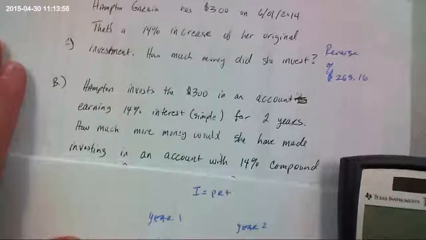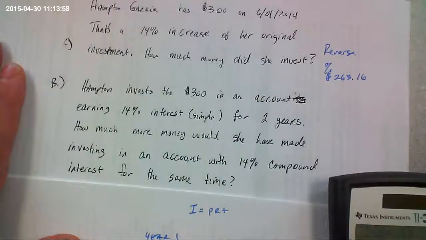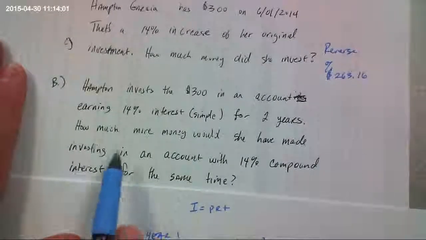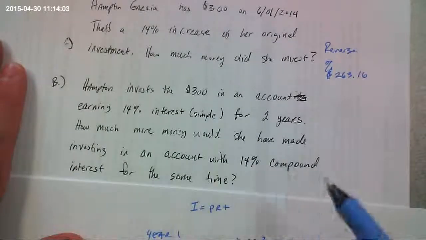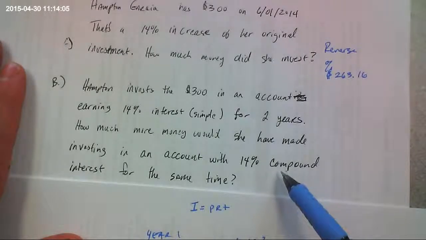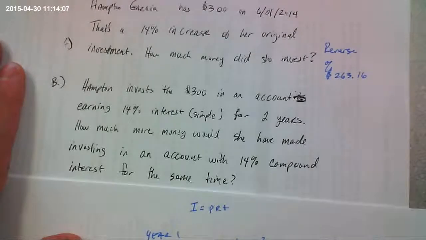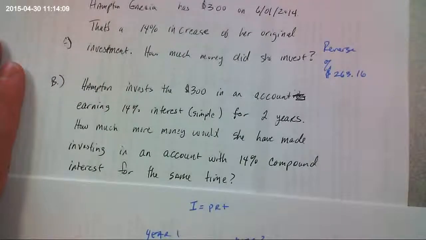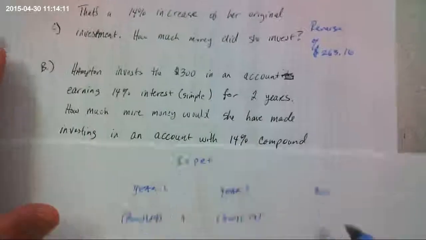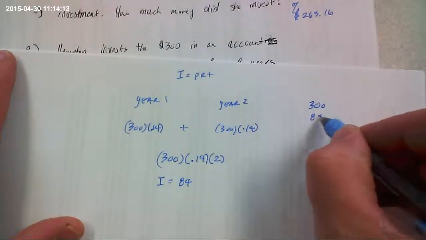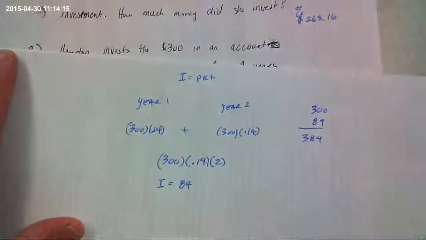Let's see what the question asks us. Is it asking us for her interest? Oh, no, it's not at all. It's asking how much more money she would have had if she invested in an account that had compound interest. So after 2 years, she would have the $300 plus the $84, giving her a total of $384.